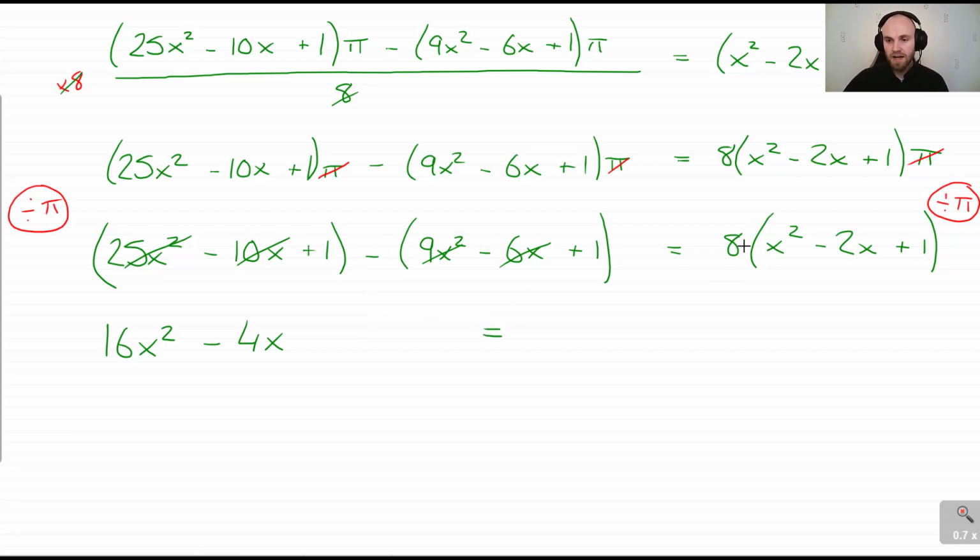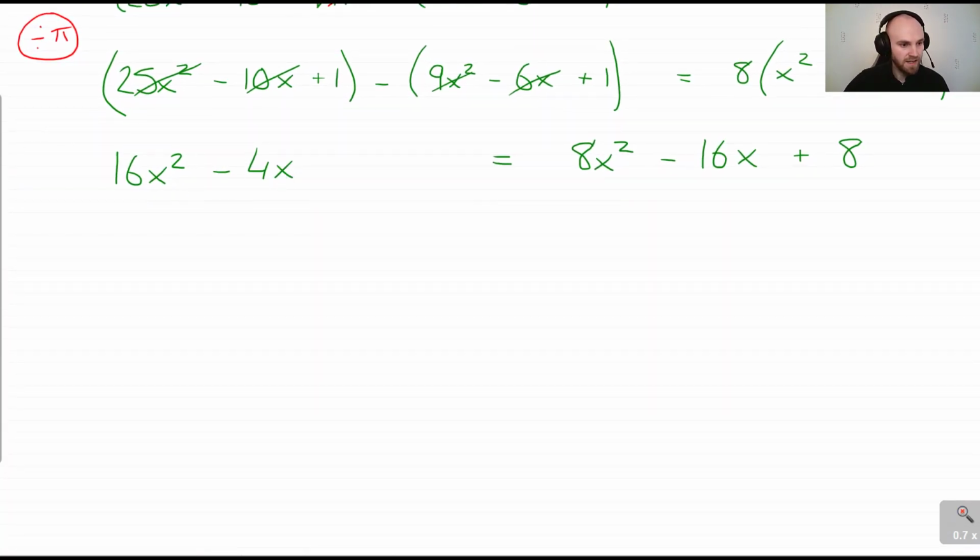And on this side, I'm going to multiply this out. So we're going to have 8 multiplied by x squared, which is going to give us 8x squared. 8 multiplied by minus 2x is going to be minus 16x. 8 multiplied by 1 is going to give us 8.